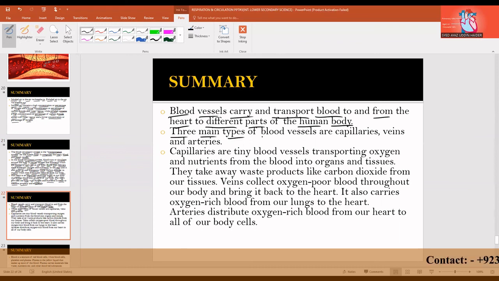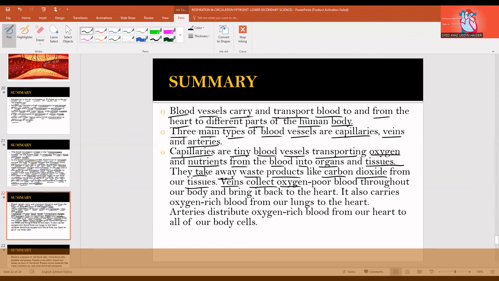Three main types of blood vessels are capillaries, veins, and arteries. Capillaries are tiny blood vessels transporting oxygen and nutrients from the blood into organs and tissues. They take away waste products like carbon dioxide from our tissues.